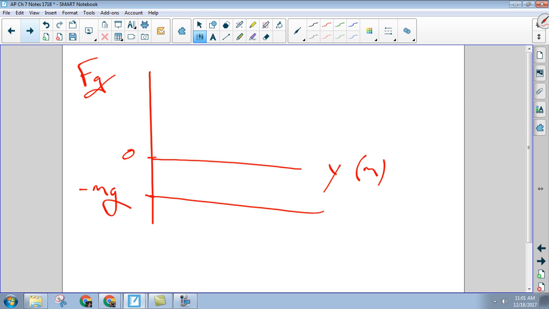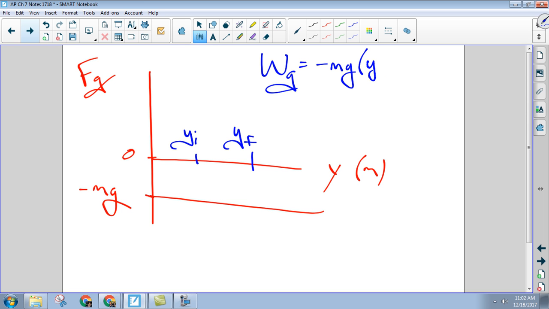Everybody good? All right, now, let's suppose that I take my object that has mass m, and I move it from some initial vertical position to some final vertical position. Do you guys agree then that the work done by gravity here would be negative mg times y final minus y initial? Because this is the force of gravity, and this is my change in vertical position, right? Follow?